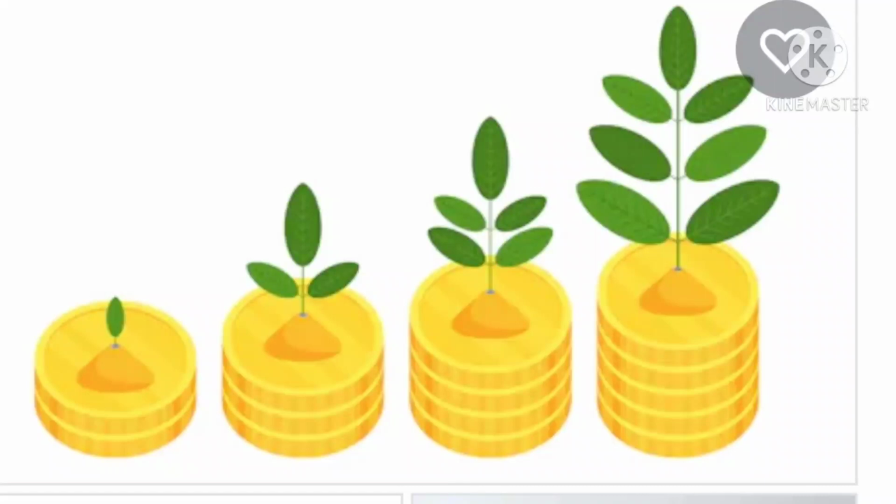Children, look at another picture. What do you see in this picture? There are 4 green plants. In which order are the plants arranged? Very good. The plants are arranged from the smallest to the biggest order. How do you call this order? Again, this order is called ascending order. Very good.